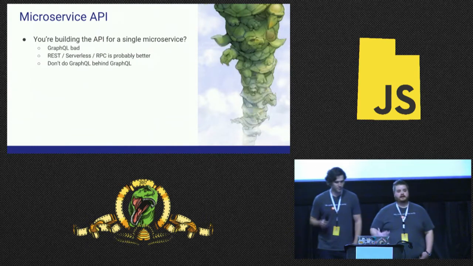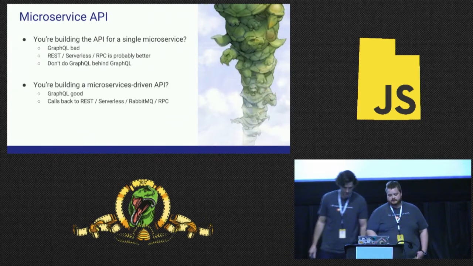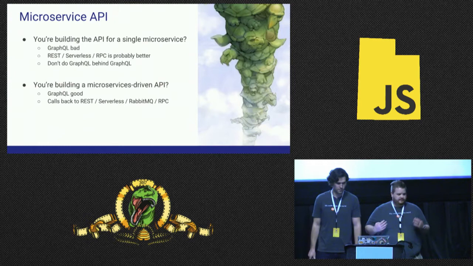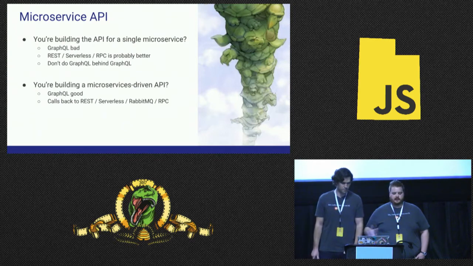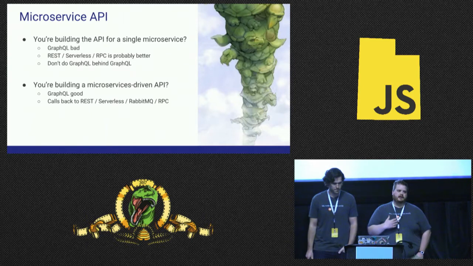Now, on the other hand, are you building an API that's built on microservices? Great. This is where we want GraphQL, and this is where GraphQL is really going to shine. Your backend, you're going to be using something like RPC, something like REST. GraphQL fits really well as the front of that when you're dealing with a whole lot of microservices that are all built on something a little bit more simple.